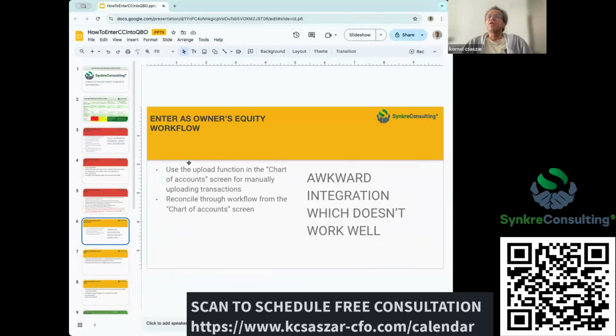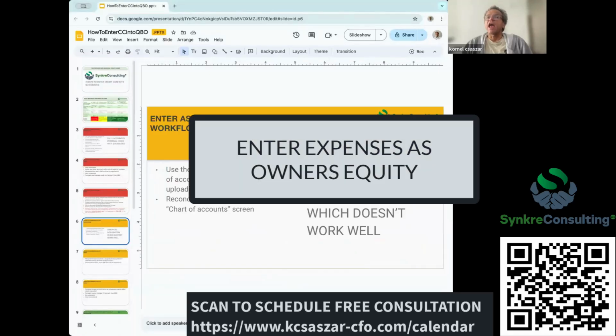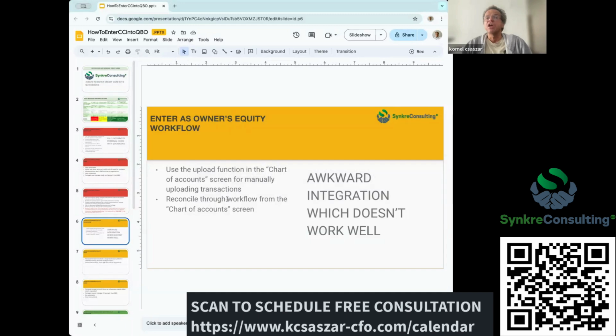So enter as owner's equity. The workflow here is to use the upload function in the chart of accounts screen for manually uploading transactions. You'll notice this one is yellow. Importing as a mass credit card was marked red because I recommend that you do not do that. This is marked as yellow. It's still problematic, but you can do this.